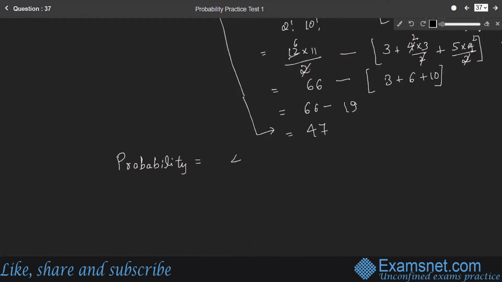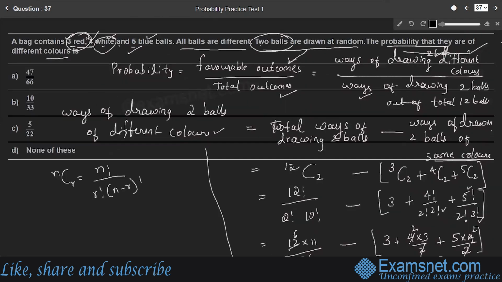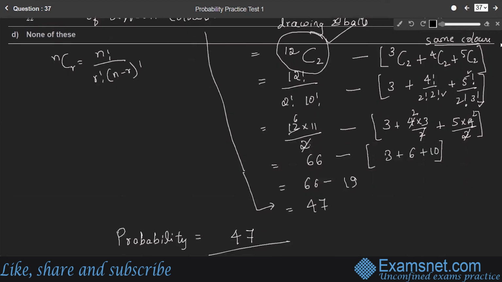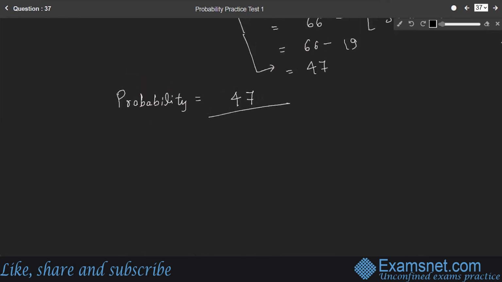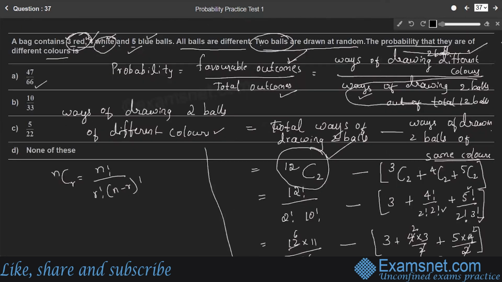So there are 47 ways of drawing two balls of different colors, divided by the ways of drawing two balls out of a total of 12 balls. So how many ways are there? 12C2 ways are there, right, of drawing two balls. So what is 12C2? It is nothing but 66, right? So out of 66 ways, in 47 ways we can draw two balls of different colors. Therefore, the probability is 47 by 66. So option A is the right answer.